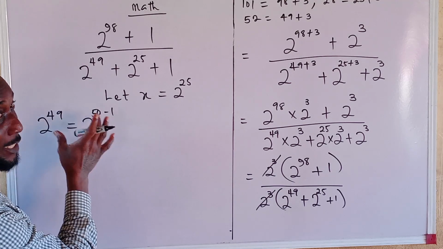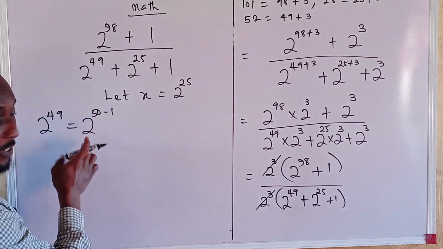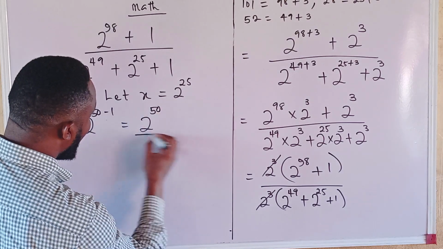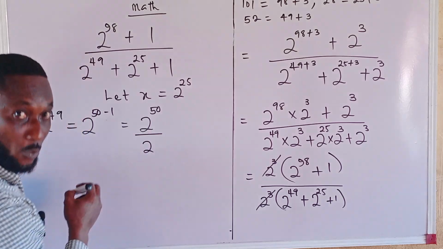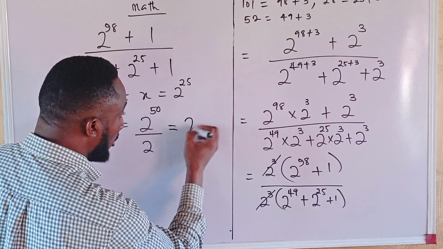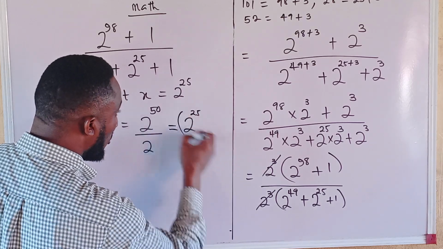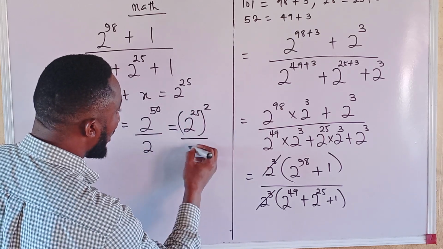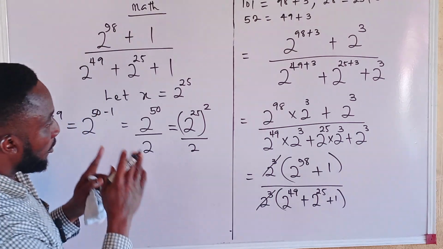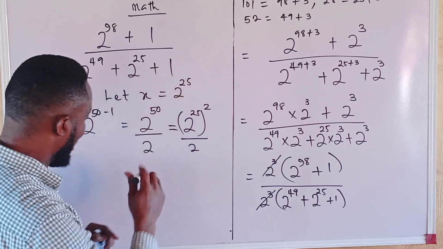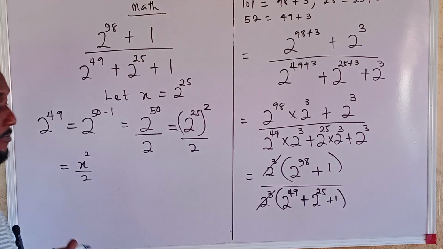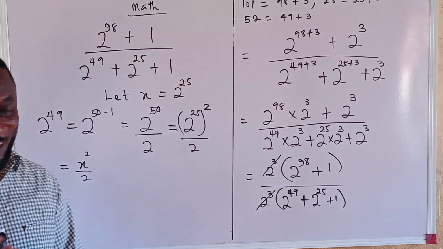Then, by the division rule of exponent, I can also reverse this. This is 2 to the power of 50 divided by 2 to the power of 1, which is something as 2. Then, I can also write this again to be 2 to the power of 25 whole squared divided by 2. So guys, as you can see, 2 to the power of 25 is x. So we are going to be having x squared upon 2. Can you see this? Very interesting.